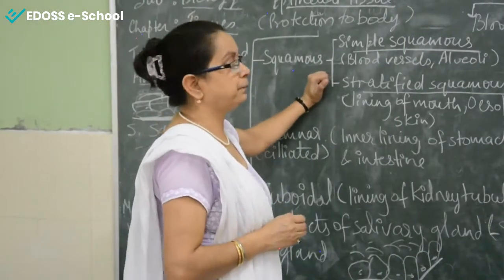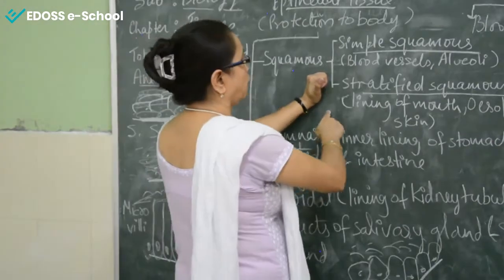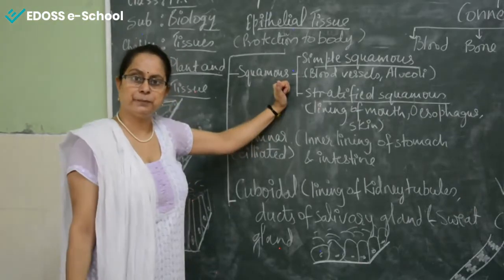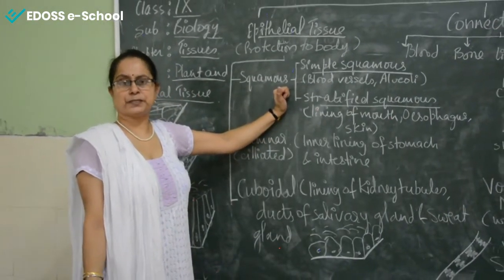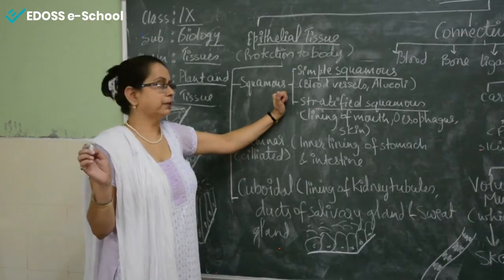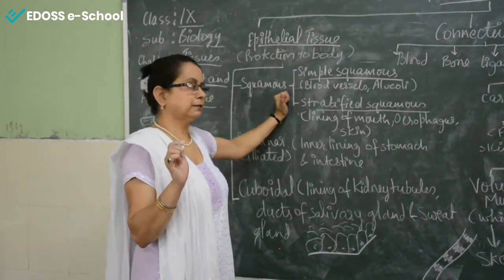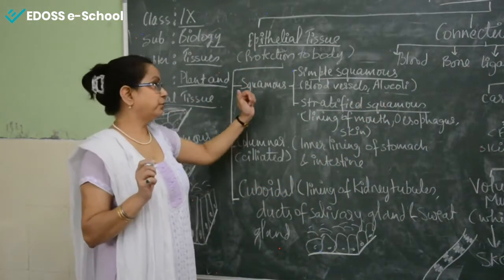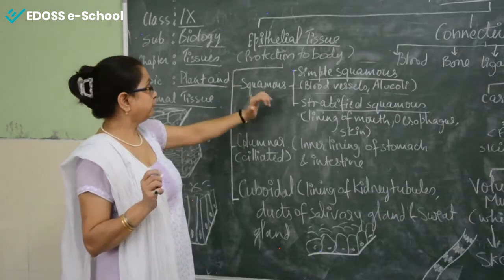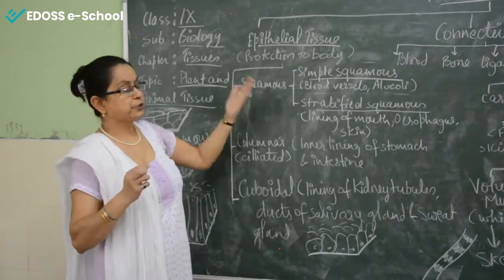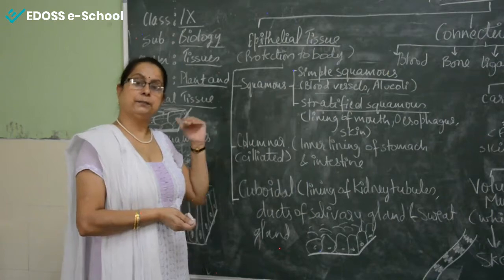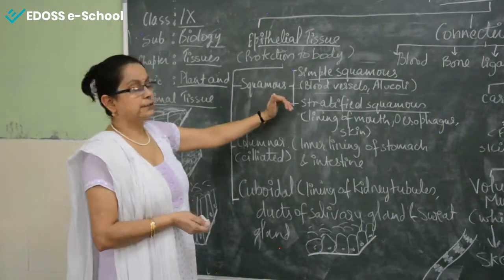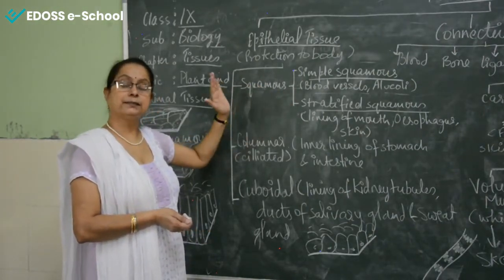And now where is simple squamous epithelium found? It is found in the blood vessels, and it is found in the alveoli. What are alveoli? If you remember, these are the sac-like structures present in the millions inside every lung. So it is present in the blood vessels and alveoli. Class, students, this is very important in this chapter. You have to know where the particular tissue is present in the body, whether it is in the plant body or in the animal body. You have to concentrate on this. A lot of questions have been asked from it, and this is sure.